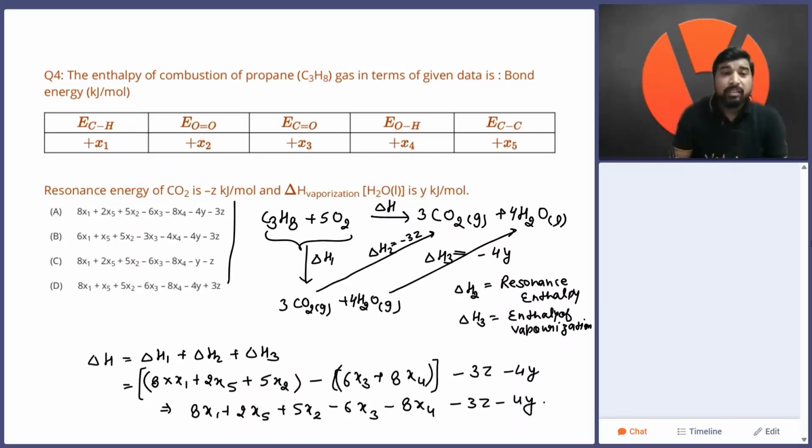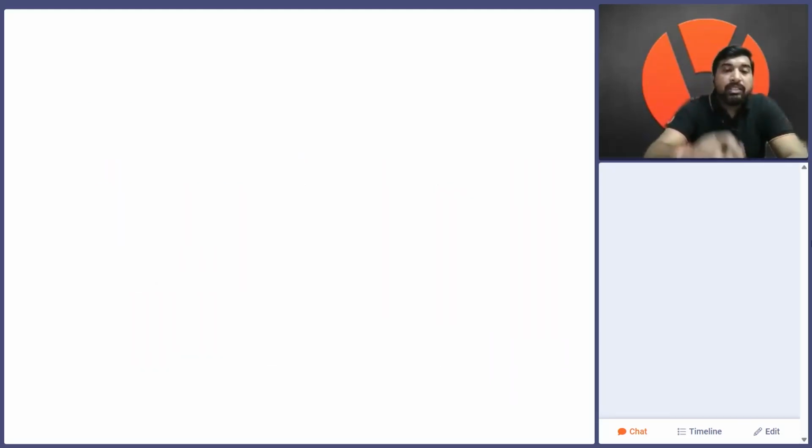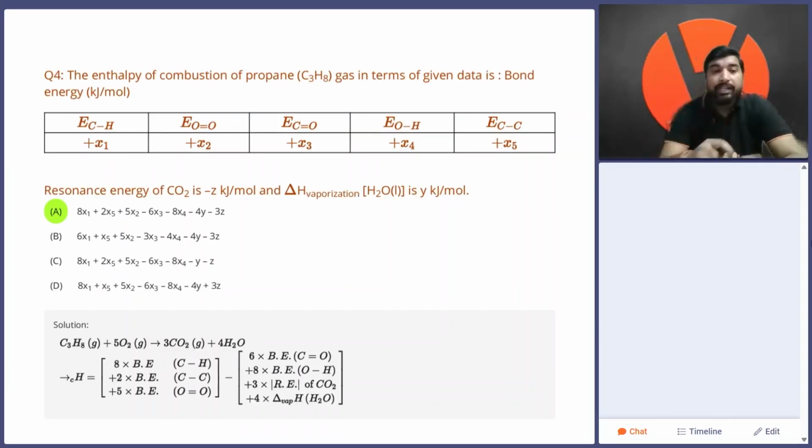So from here we can see which option should be the right. From here we can see option A is the right option. So I think it is clear to you guys. So we will cross check the answer. Yes, definitely A is the right answer.